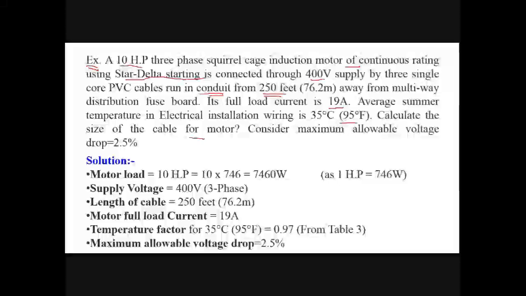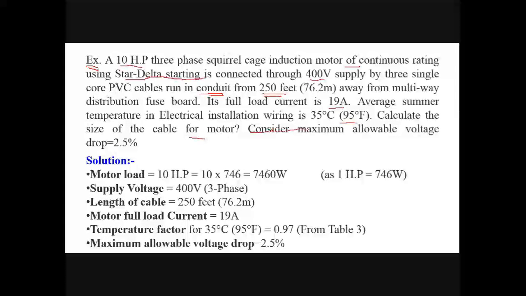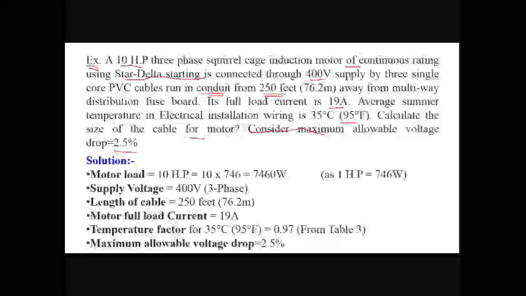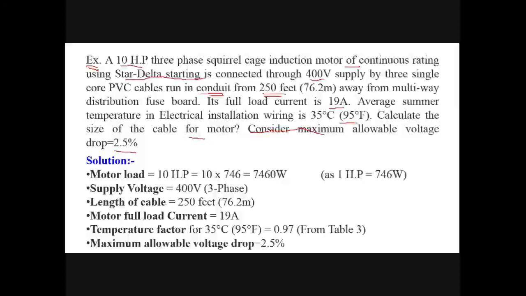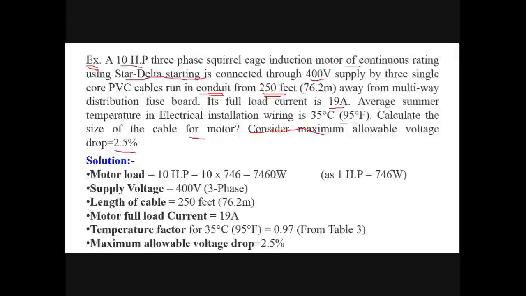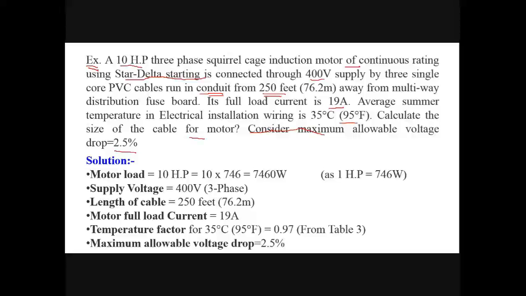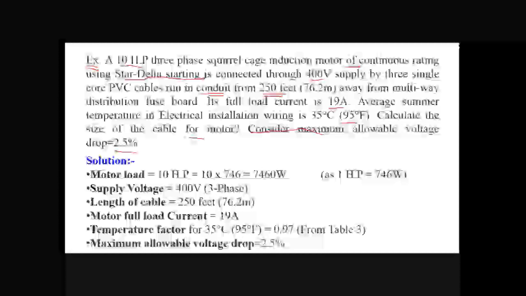Here we are interested in finding the cable for the case of a motor, and they have said to consider the maximum allowable voltage drop as 2.5%. In the last numerical, the maximum allowable voltage drop was not given, but still, for the sake of electrical installation, we have to consider this value as a constant, 2.5%. Now, by reading this numerical, try to write the given quantities.